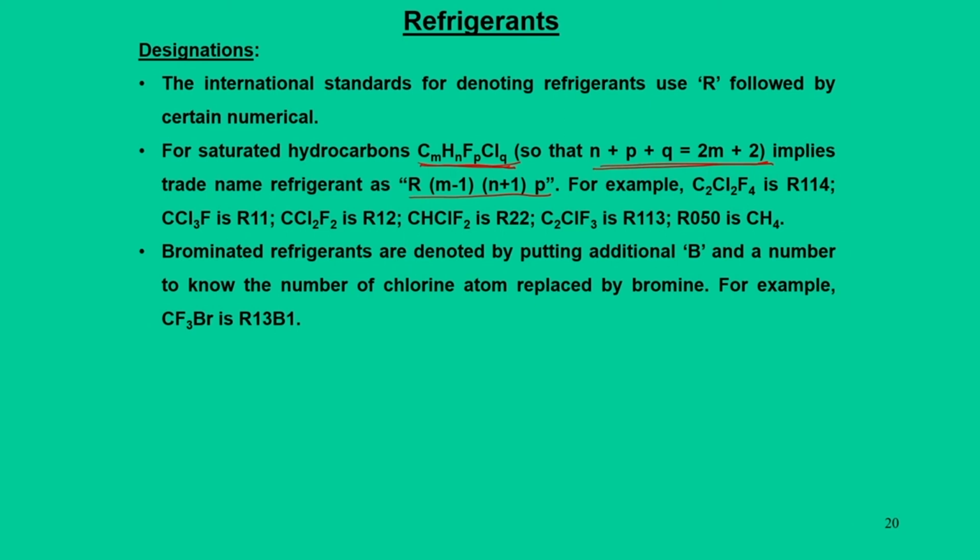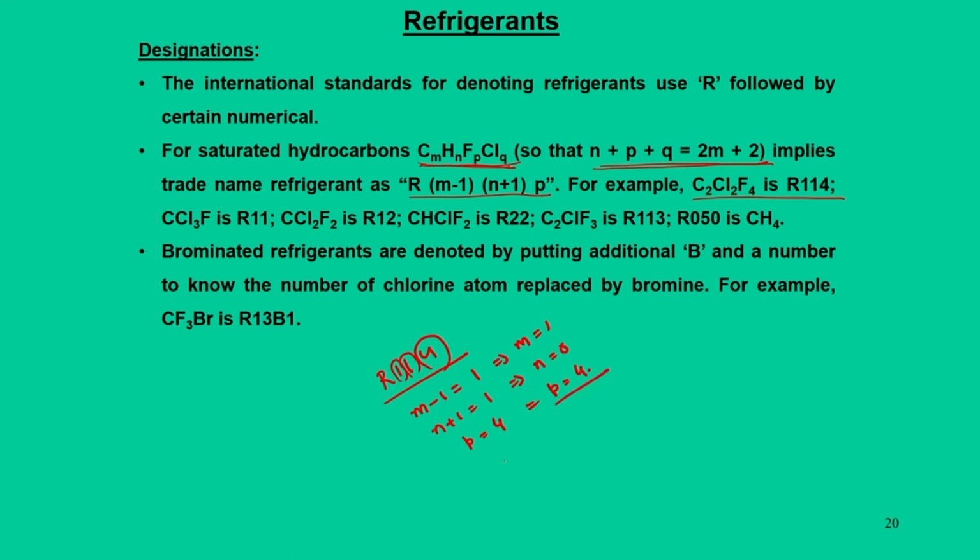So, by these things we can say C2Cl2F4 is R114. Basically when you say R114, your m minus 1 is 1 because of the first unit, the second, n plus 1, is equal to 1, and the 4 means P is equal to 4. So, this will give m is equal to 2, n is equal to 0, P is equal to 4.